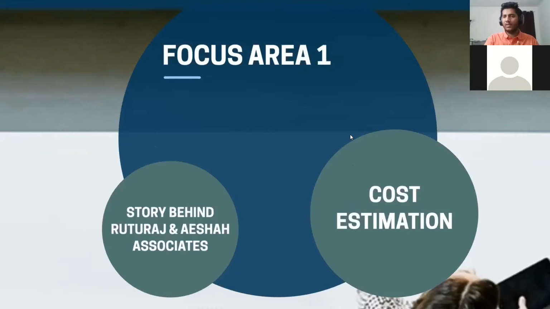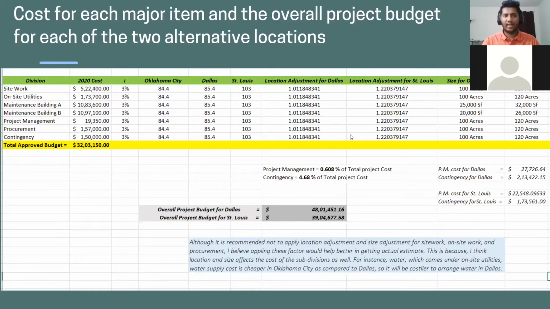The second task which we did for this project is we calculated the cost required to build a building situated in Oklahoma, and the plan was to build the same building in Dallas, Texas, or St. Louis. For that we needed the location adjustment factor and size adjustment factor. And from that we calculated the overall project budget for Dallas and St. Louis.